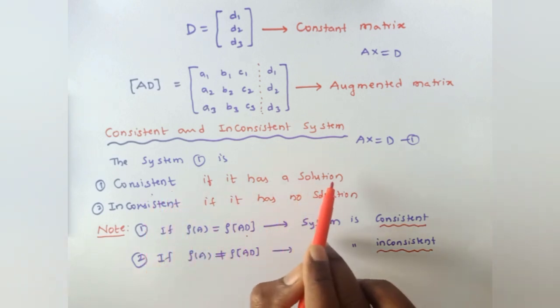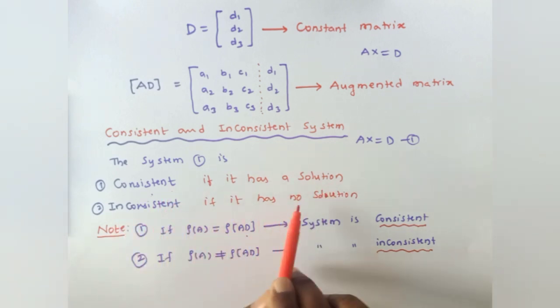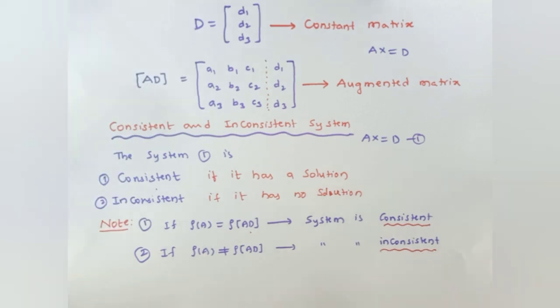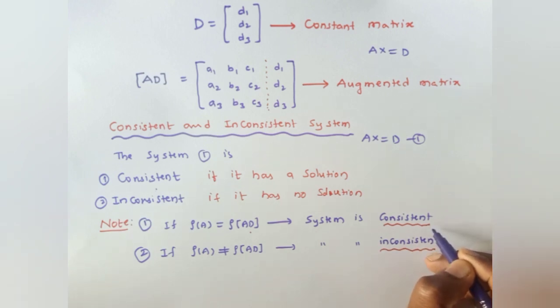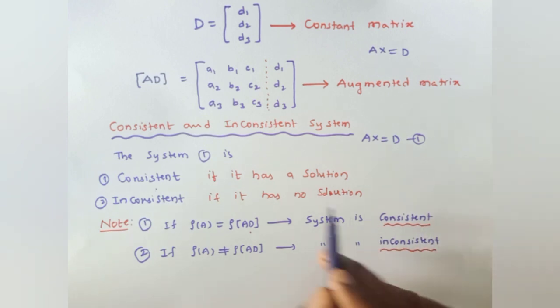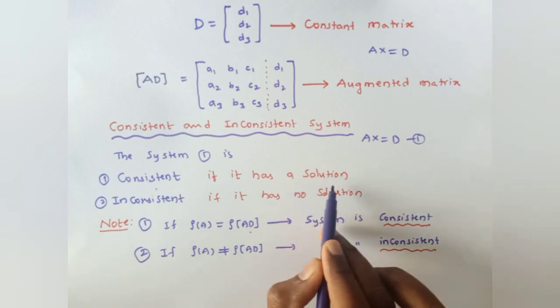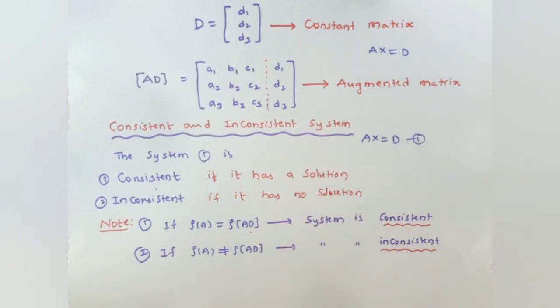Consistent means a solution exists. Inconsistent means no solution. For that, mathematically we need to say rank of A is equal to rank of AD. If it is not equal, then that is inconsistent. So is saying consistent or inconsistent enough? No. If it is consistent, then you need to find the solution. If it is inconsistent, just leave it. If the system is consistent, meaning it has a solution, you need to find the complete solution for the given system.